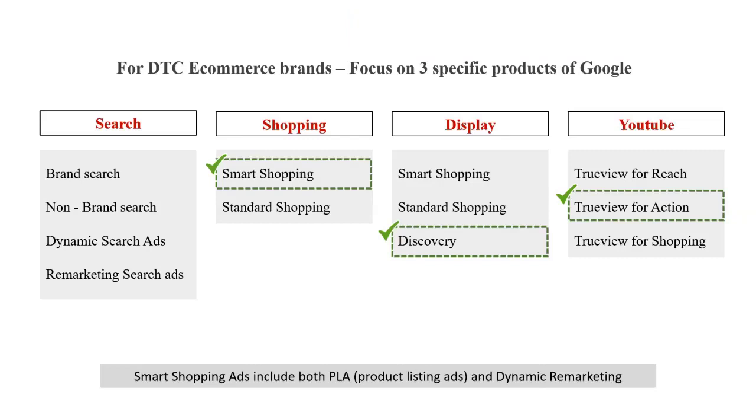And these products are smart shopping campaigns, which are a part of your shopping vertical, discovery ads, which are a part of your display vertical, and TrueView for action ads, which are a part of your YouTube vertical. So if you are an e-commerce brand today and you want to scale your Google, I would strongly recommend you focus on only these three Google types. Together, these three will be able to scale your Google spends to 40% of overall. In my subsequent slides, I'll talk about each of these products, smart shopping, discovery, and TrueView for action, and tell you the best practices you need to implement while running these ads.